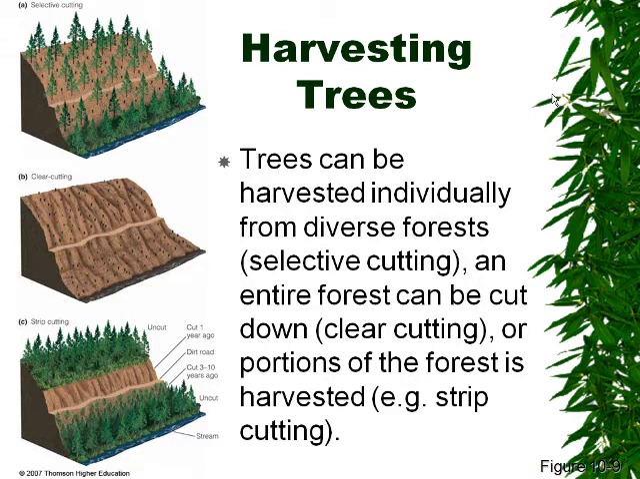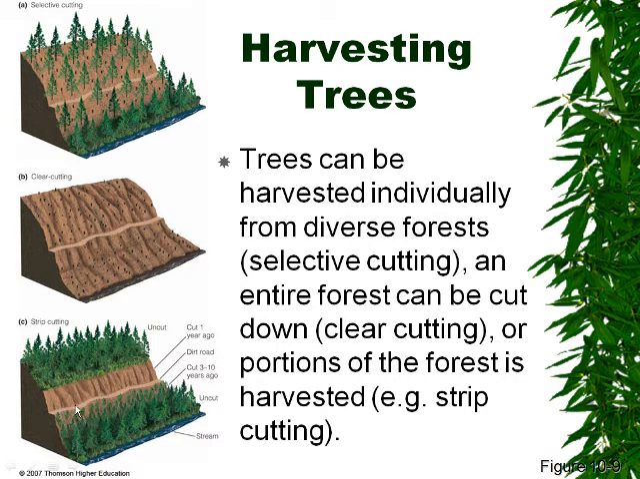Harvesting trees, they can be harvested individually from diverse forests. You can harvest the entire forest, it's clear cutting, or just portions of the forest, and that's strip cutting. So selective cutting looks like this. You're just kind of thinning out the forest. You're trying not to take away a lot of the biodiversity, and you're leaving as much as you can. Clear cutting is wiping away everything. And then strip cutting is exactly what it sounds like, taking in strips.